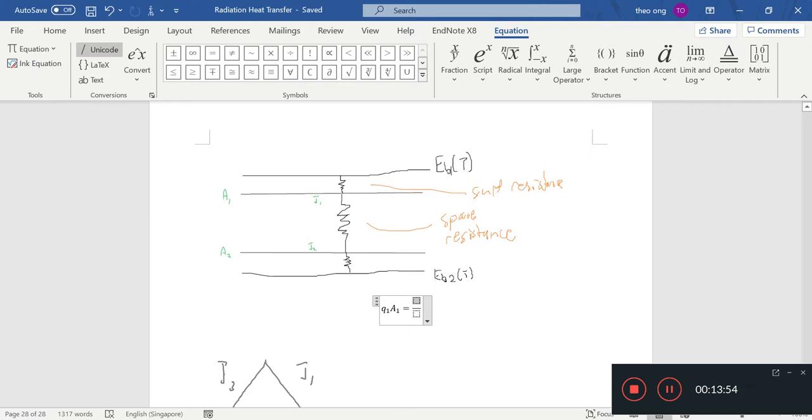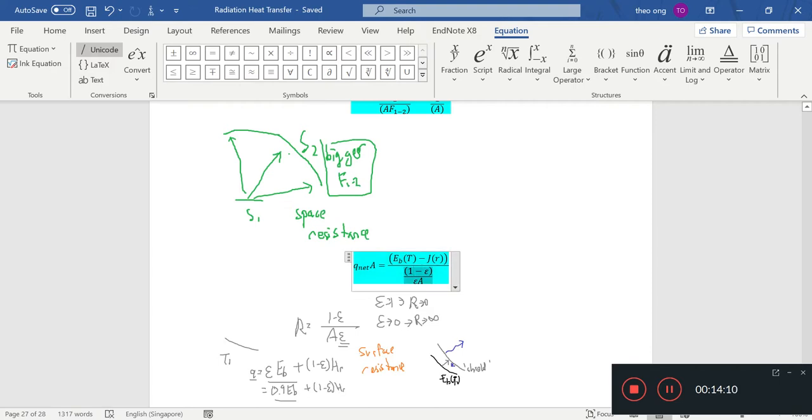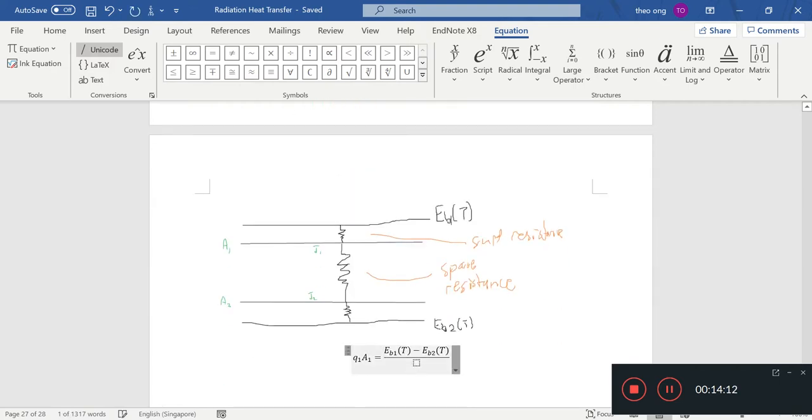Okay, so remember we have the voltage, EB1 minus EB2. That's assuming both of them are at constant temperature. Then we'll need to sum up the resistances. So there are two surface resistances to sum up. So this is the resistance of the first surface.